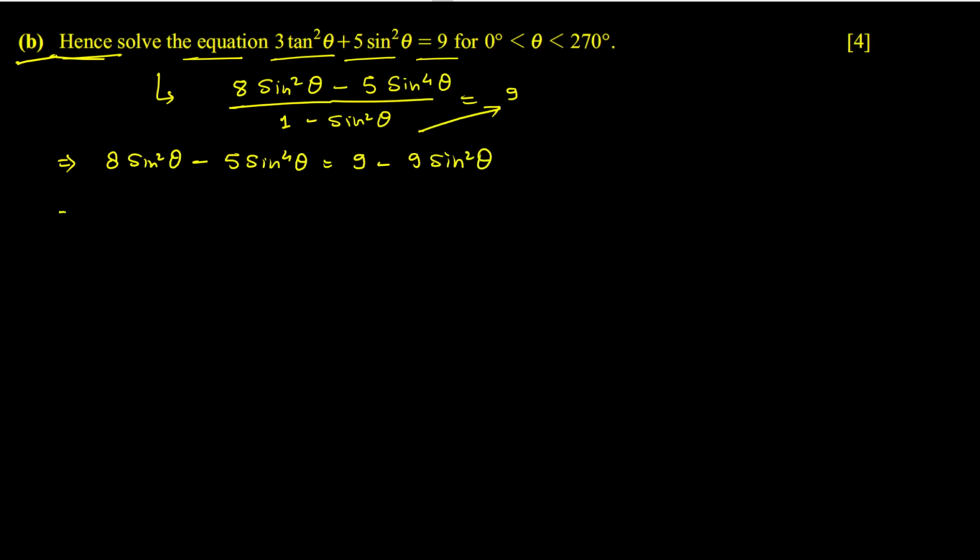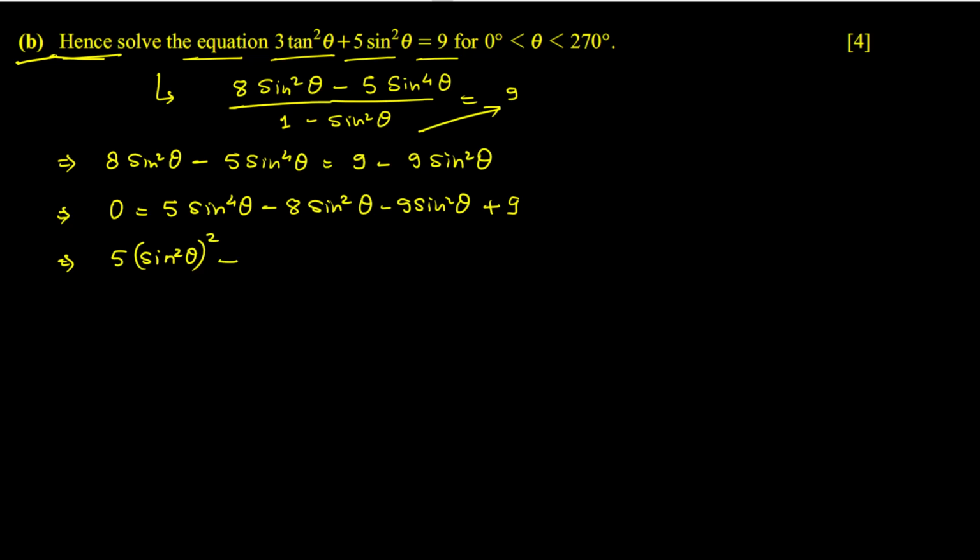And if I send the left hand side terms to the other side, this can be written as 5 sine power 4 theta minus 8 sine square theta minus 9 sine square theta plus 9, or we can rewrite again 5 times sine squared theta, whole squared, because sine power 4 theta can be written in this form, and it is visible that it is going to be quadratic in sine squared theta. So that's quadratic in sine squared theta.